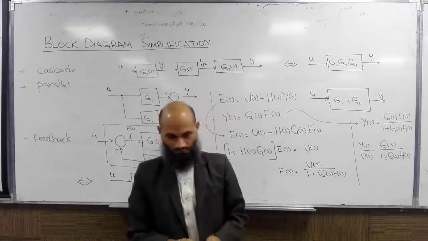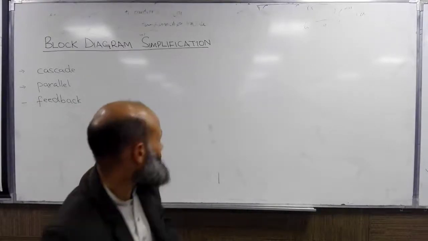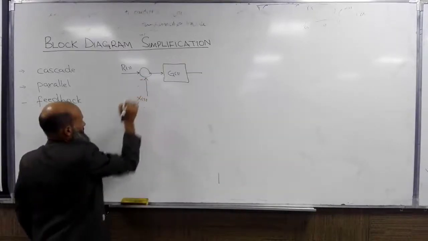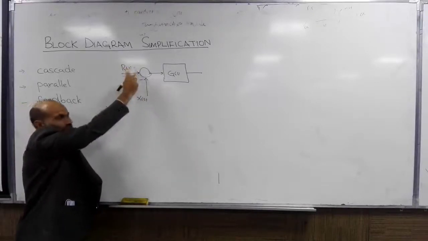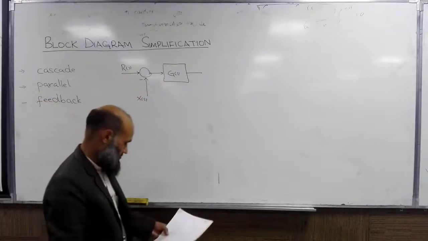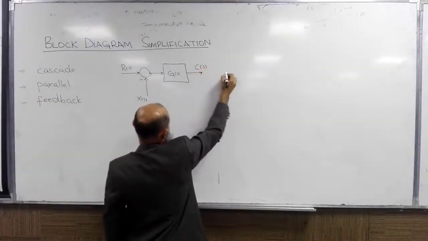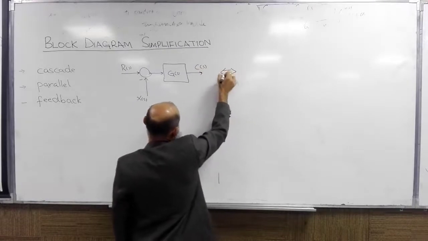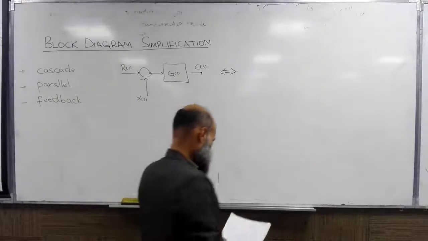Right? Some additional tips. If there is no sign over here, it means it is positive. Otherwise we write positive over here. This output is C of S. So this block diagram is equivalent to this system.